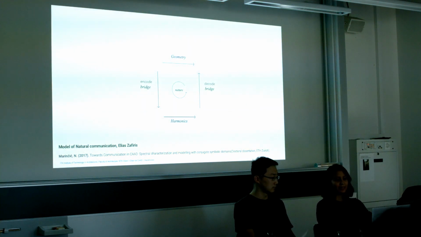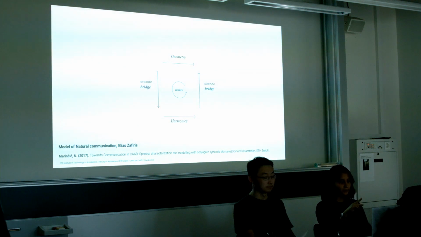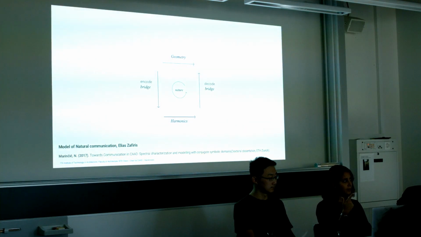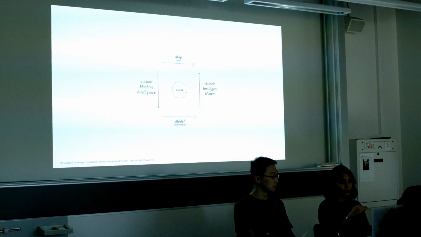In the simplest case, a model contains an encoding bridge and a decoding bridge, and they are both necessary for establishing communication between these two levels, which he identifies as geometry and harmonics. To come back to the concepts of this course, we said in the last lecture that the model information is the specific render of a map data that comes from the world reality. And these concepts are always in a cyclical movement.